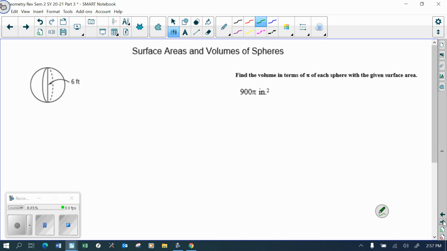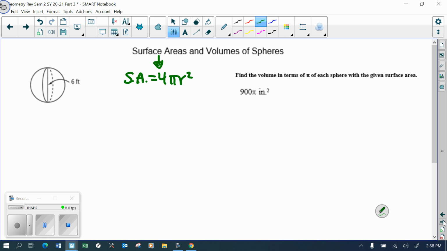All right, next, surface area and volume of spheres. Okay, so one thing you want to remember about a sphere, there is no lateral area. They just have a surface area. Okay. So surface area formula is 4 pi r squared.